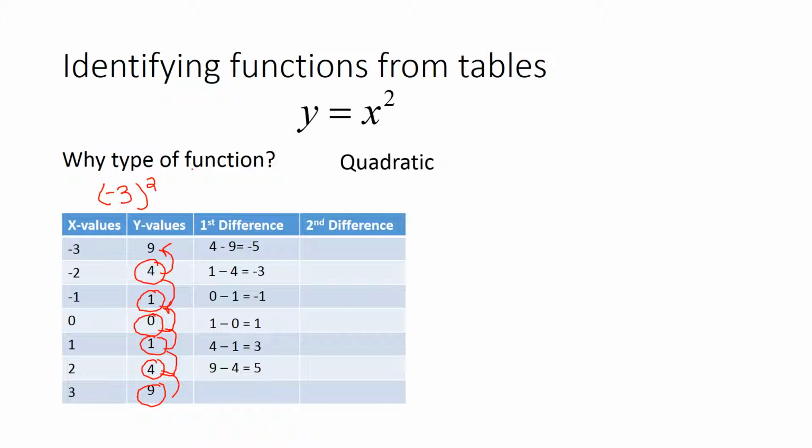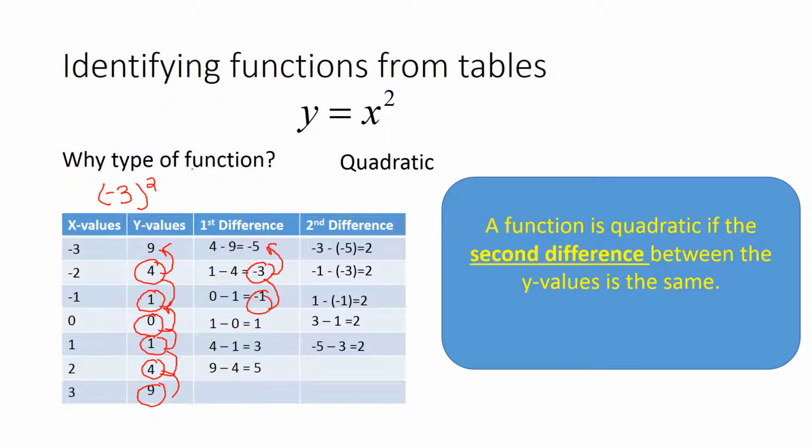Let's look at the second difference. So the second difference is -3 minus -5. And that's 2. And then I do -1 minus -3. 1 minus -1. 3 minus 1. And 5 minus 3. Notice my second difference is the same. Now it doesn't have to be 2, and it has really very little relationship with the original quadratic, but if that second difference is the same, then we say the function is quadratic.